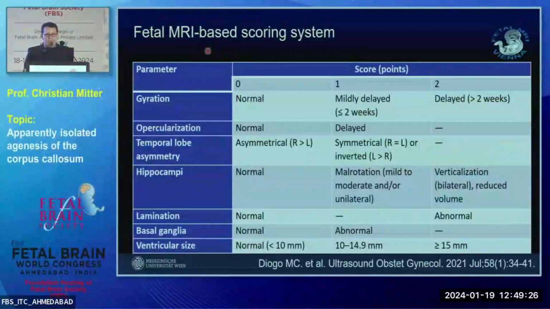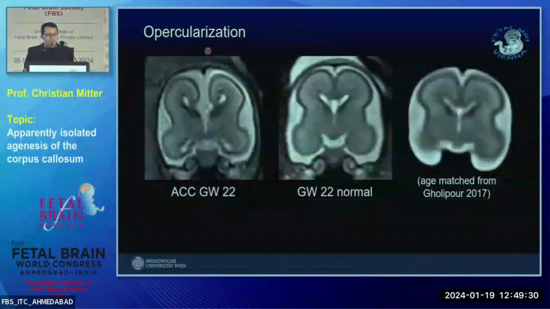Next feature is opercularization. Opercularization is the folding of the frontal, parietal, and temporal opercula around the insula. And like duration, it also follows a temporal pattern. This is how the normal brain looks at 20 gestational weeks, where you see an angular shape of the insula and the opercula.